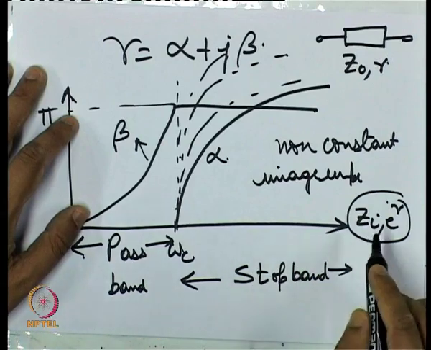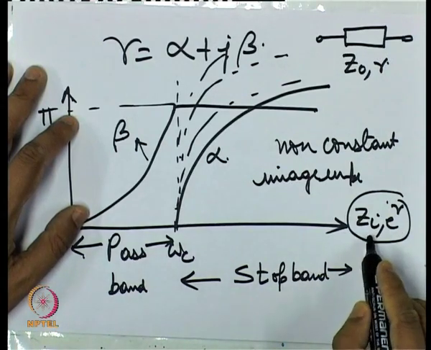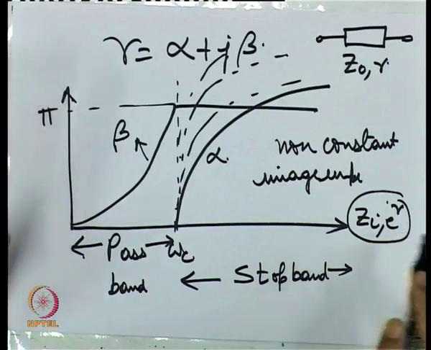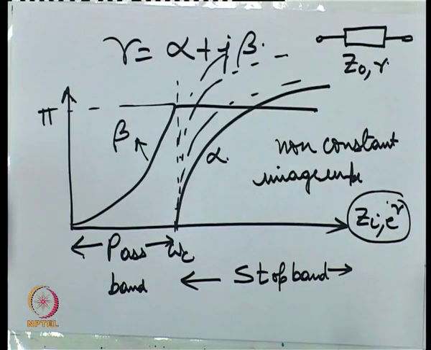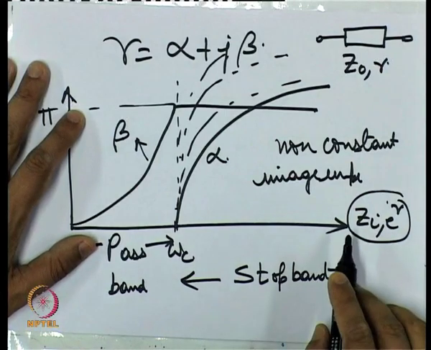But between each unit cell, it is not a problem, because they have the same input and output image impedance, and they can be easily matched. If the image impedance varies with frequency, then it will vary for all the unit cells.